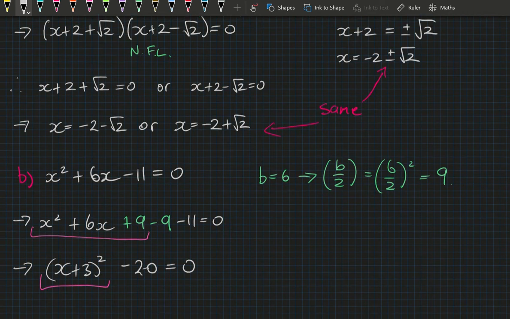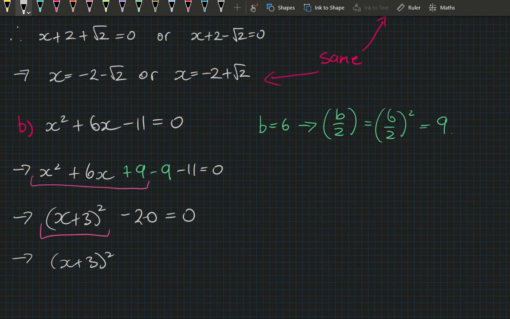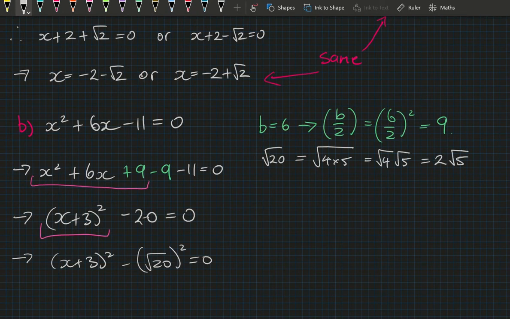So in the first method, we'll rewrite the 20 as the square of the square root of 20. And as a side note that will make our solutions a lot easier, let's remember that the square root of 20 is equal to the square root of 4 times 5, which is the square root of 4 times the square root of 5, which is 2 times the square root of 5.